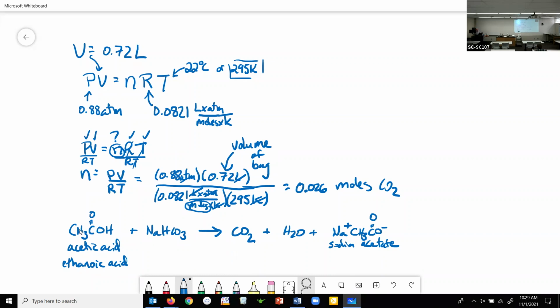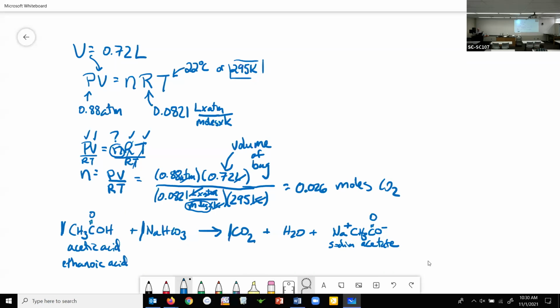If we count up the number of carbons, there are 1, 2, 3 carbons on the left-hand side. There are 1, 2, 3 carbons on the right-hand side. If I count up the number of hydrogens, there are 3 plus 1 makes 4, plus another one makes 5. There are 5 hydrogens on the left-hand side. 2 plus 3 make 5 on the right-hand side. There are 2 oxygens plus another 3 make 5. 5 oxygens on the left-hand side. 2 plus 1 plus 2 on the right-hand side. This equation is balanced. And what's important is that for every 1 acetic acid, you need 1 baking soda to make 1 carbon dioxide.